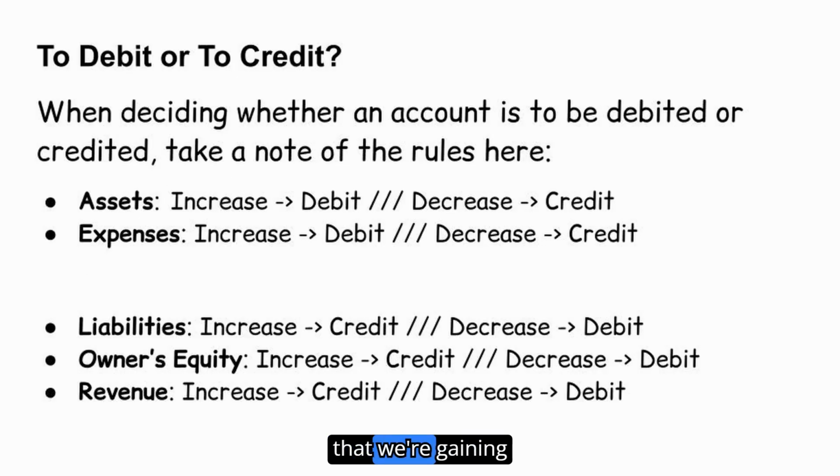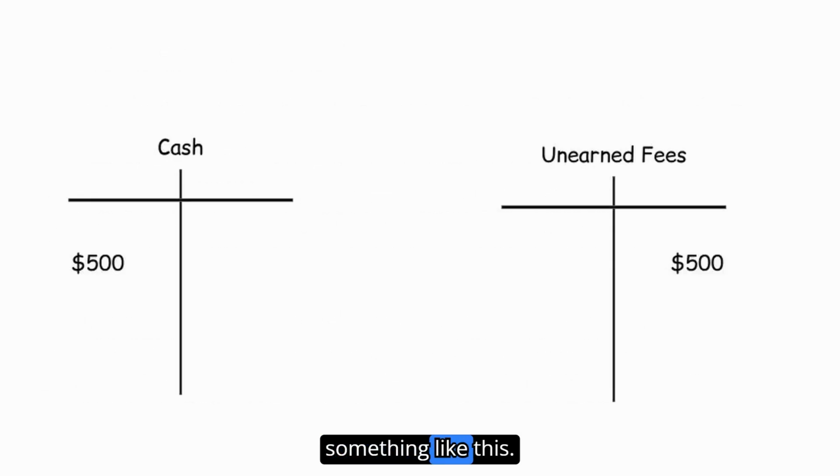So since we know that we're gaining an asset in cash, the cash account will be debited since it's an asset that's increasing. Meanwhile, we know we have gained or increased a liability due to the unearned fees account. So since it's a liability account, we would credit it since it's increasing by $500. And the T account should look something like this.